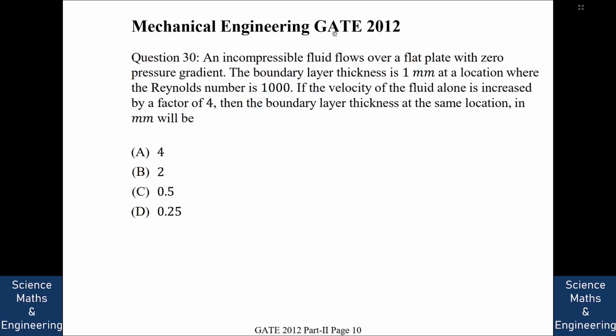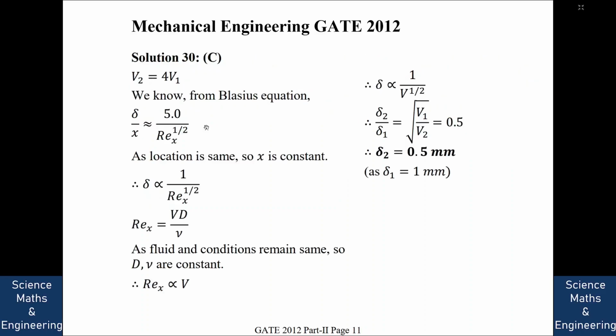An incompressible fluid flows over a flat plate with zero pressure gradient. The boundary layer thickness is 1 millimeter at a location where the Reynolds number is 1000. If the velocity of the fluid alone is increased by a factor of 4, then the boundary layer thickness at the same location in millimeter will be. So we need to find out the boundary layer thickness at the location. So the answer is C.